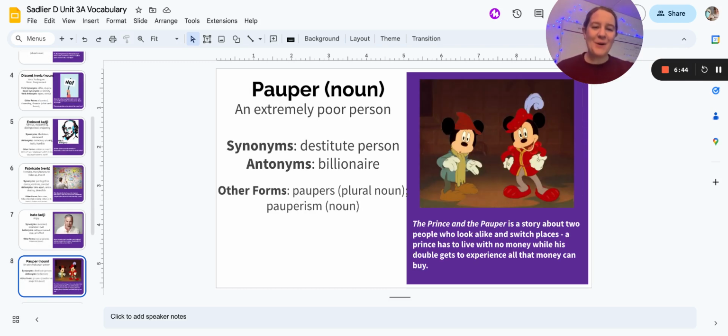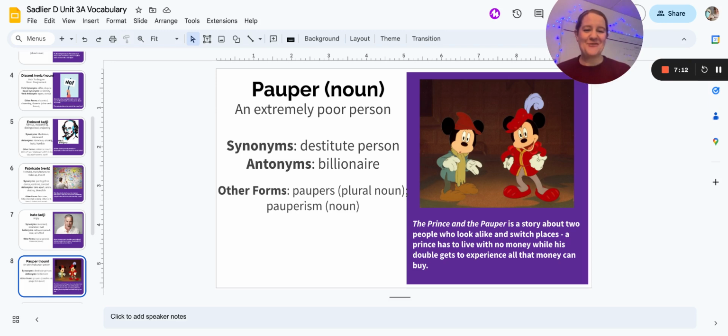Next word is pauper, which is a noun, and it is an extremely poor person. Synonyms and antonyms are kind of funny for this one because it's Sadlier. So destitute person, meaning someone who is poor, is your synonym. And your antonym, I guess the opposite of an extremely poor person, Sadlier has told us, is a billionaire, which is true, just kind of a weird antonym. Your other forms: paupers is the plural noun form. Pauperism is another noun form, not quite as common.